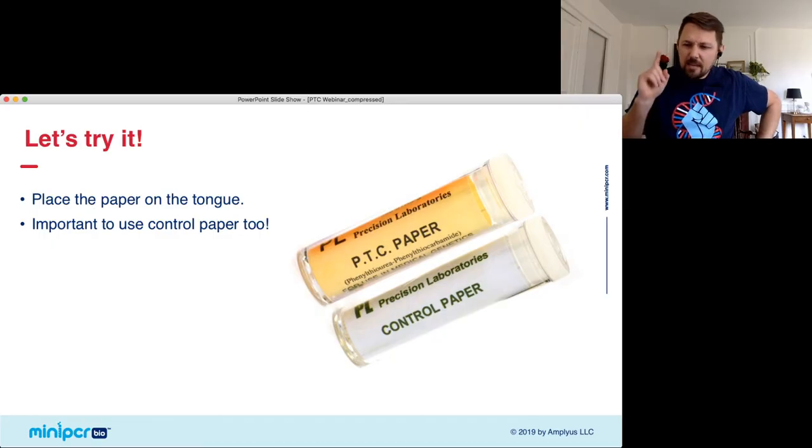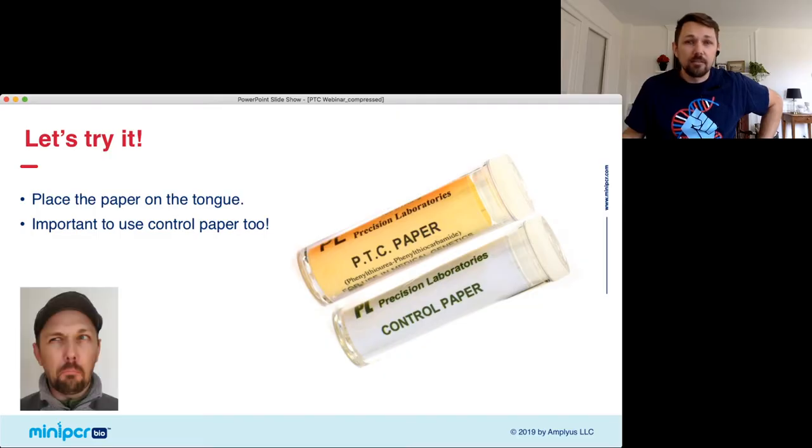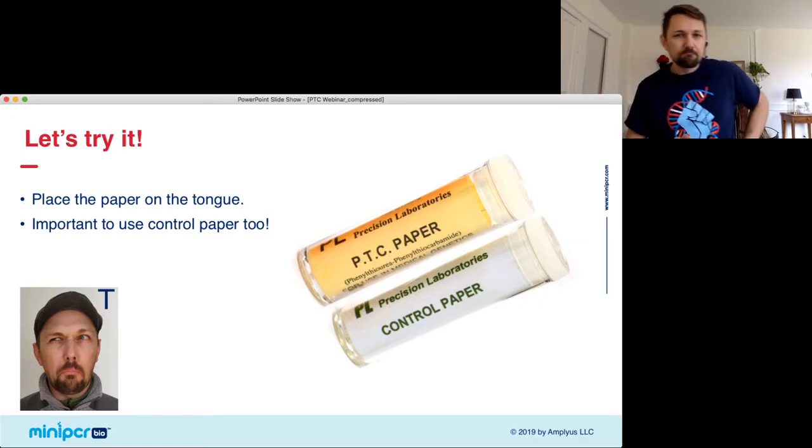But because I can say that, because I can tell the difference between the two papers, that definitely means that I am a taster. So I'm going to record my response here as this. That is me. That is my tasting face. And I'm going to give myself a big T because I can taste it. And we'll get into a little more detail on what that means in a little bit.